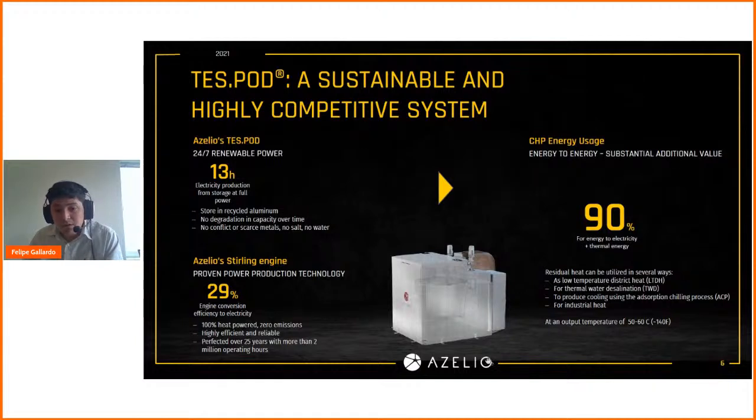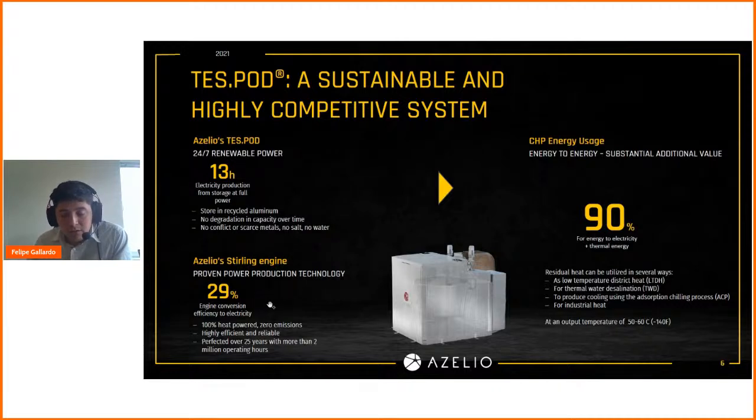Now, this is a summary of Asilio solution. As I mentioned, there is one component, which is giving the 13 hours of storage capacity, which is the tank. We use recycled and recyclable aluminium. It's an asset at the end of the life of the project with no degradation. We don't have any use of scarce materials or conflictive materials.